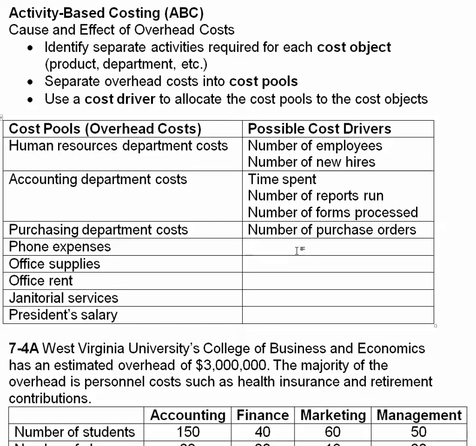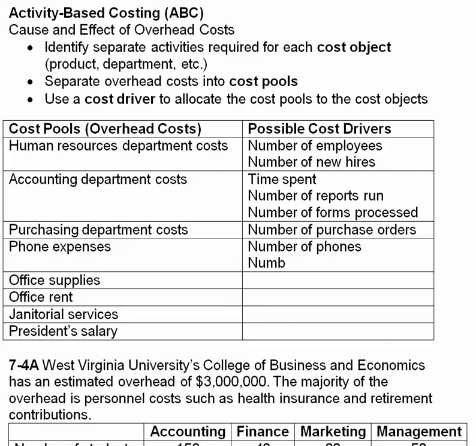Phone expenses, you could keep track of maybe the number of minutes or the number of phones. So those would be some ideas there. Office supplies, that one's tough. Probably number of employees would be a suggestion, or you could come up with some other driver. Again, you can maybe look at it. Is it a lot of printing costs?